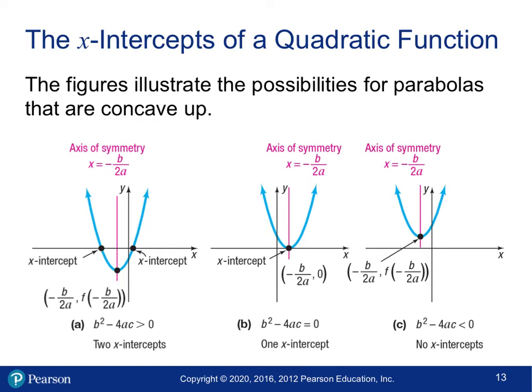So this slide just shows you pictures. You can have 2 x-intercepts, 1 or none, whether that opens up or down.